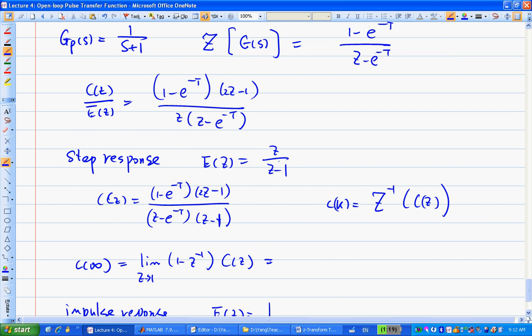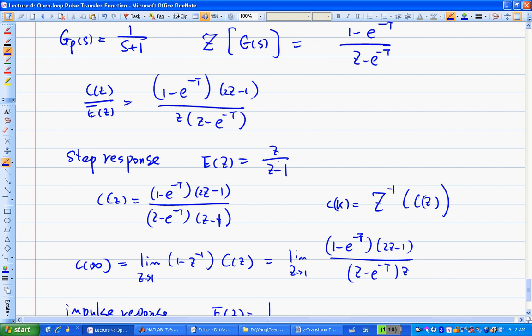So if I do this, you can very easily get 1 minus Z to the power of minus 1, which is Z minus 1 over Z. So you cancel one of the Z minus 1 factors here, and the Z minus 1 is cancelled. There is a Z here. Was that okay?